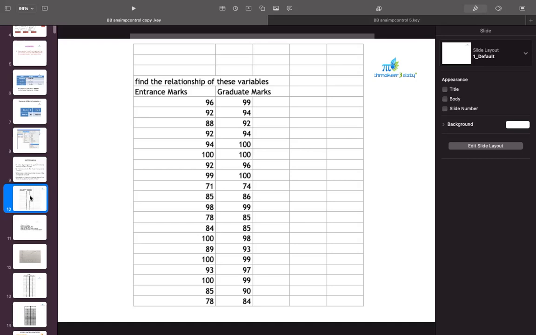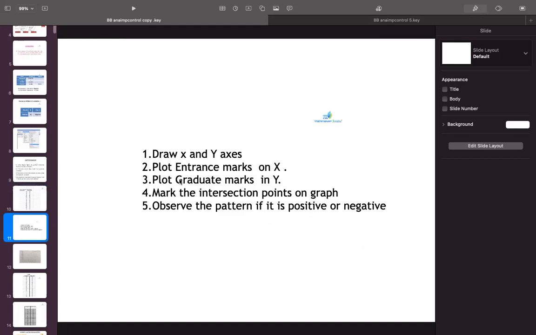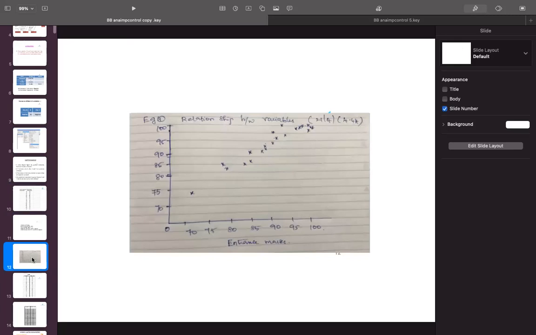So we identify which is y and which is x. Here, the graduate marks depends on entrance marks. So graduate marks is y and entrance marks is x. So what are we doing? We are drawing an x-axis and y-axis, plotting entrance marks and graduate marks in x and y, and marking the intersection points of the graph. So that is what we have done here. Entrance marks on x-axis, graduate marks on y-axis, intersection points you are marking as a graph.